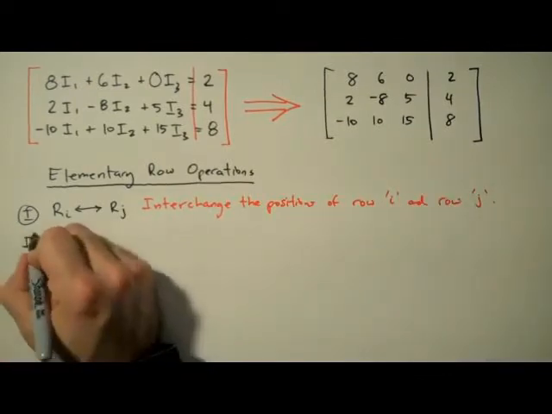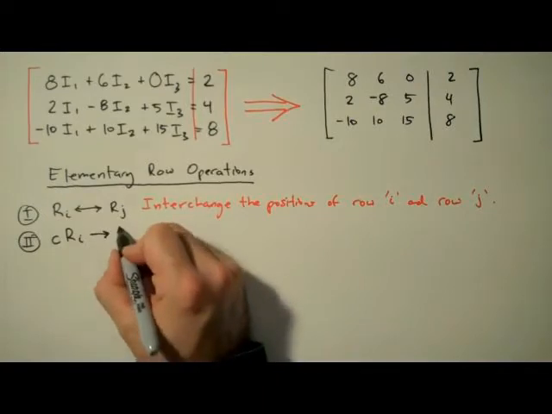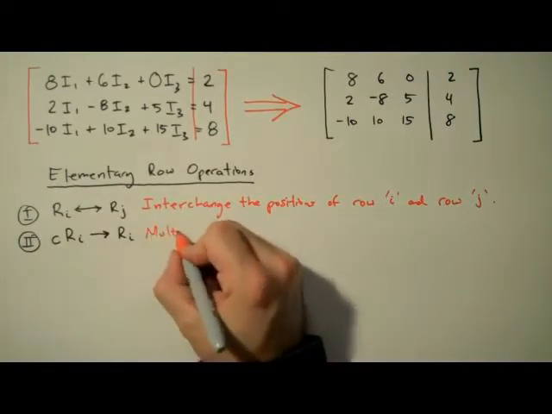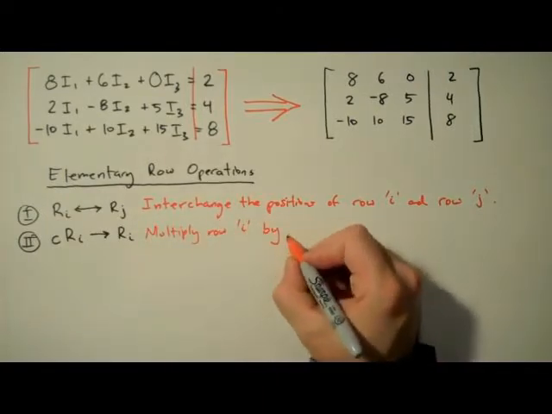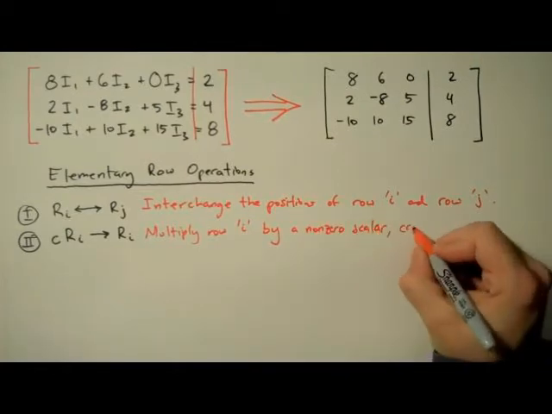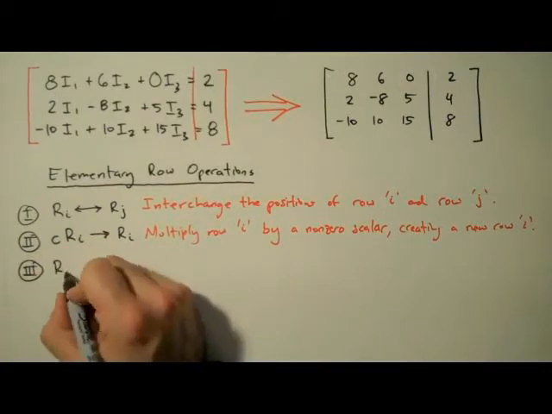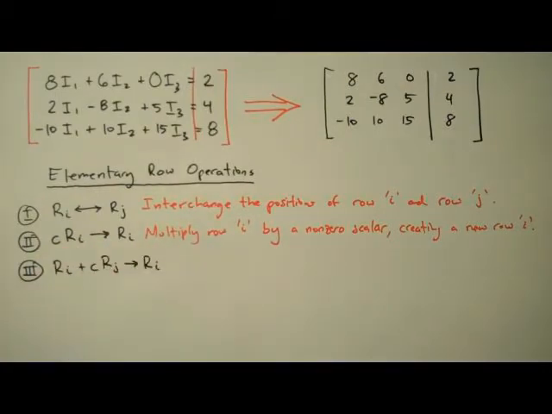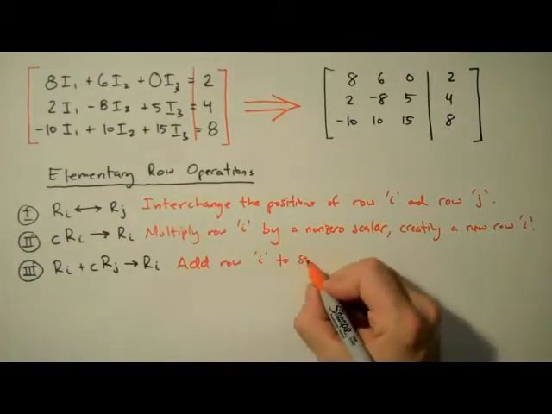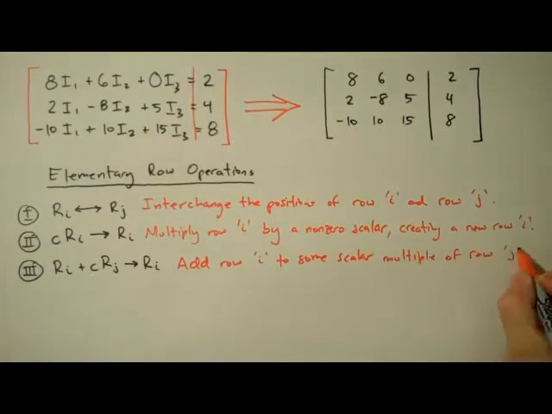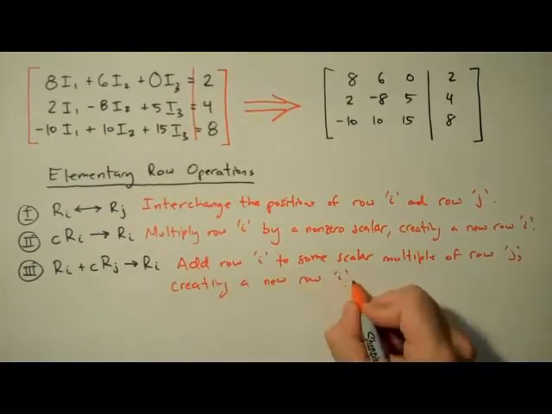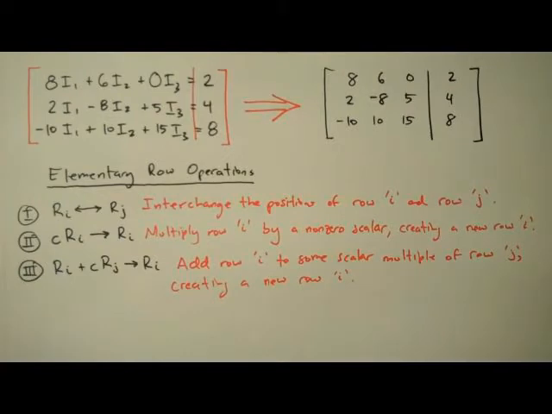Simple enough. Next we have row multiplication, which is where we multiply row i by a non-zero scalar, creating a new row i. A little trickier. Now the last tool in our ERO toolbox is called row addition. When we use row addition, we add row i to some scalar multiple of row j, creating a new row i. This one has been known to cause a few headaches.